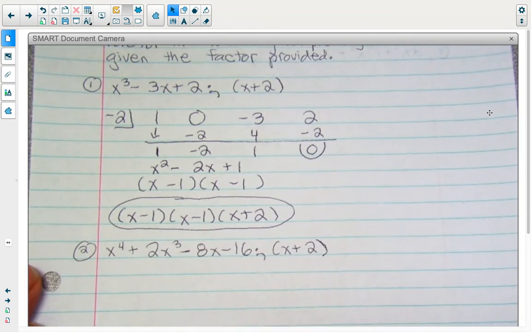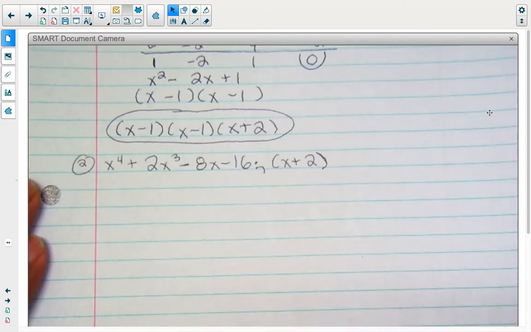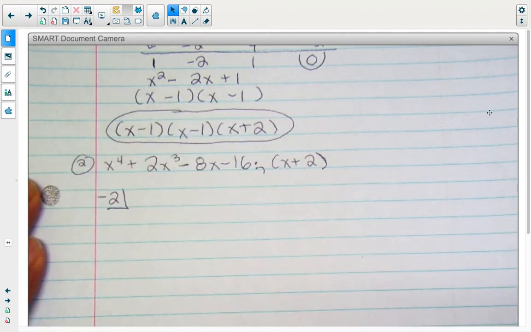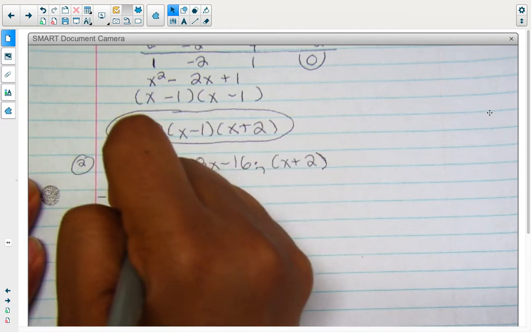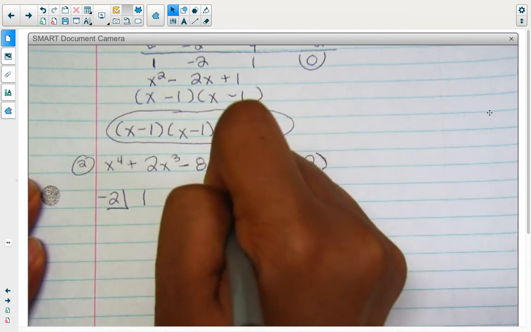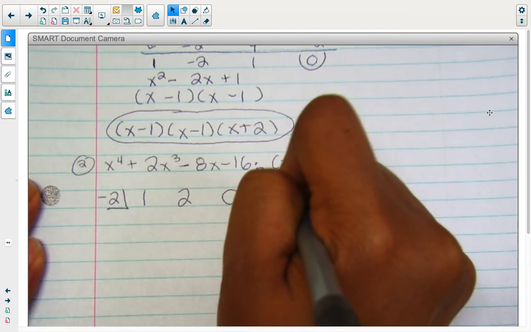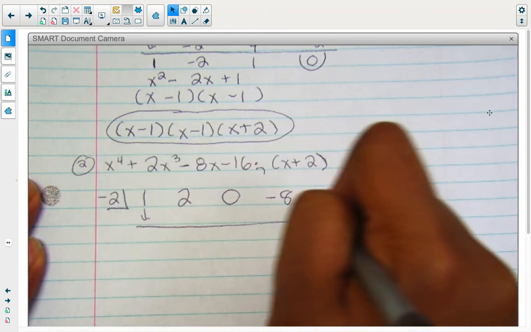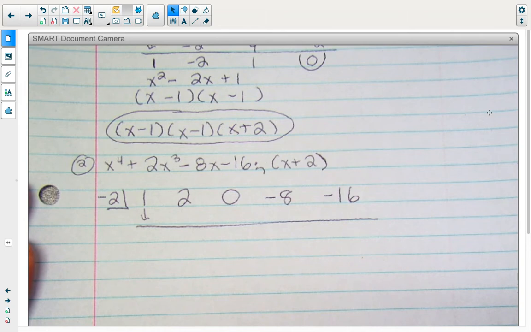Okay, next, number 2. We're going to do synthetic division. This is x plus 2. Negative 2 goes in the box. I do not think I'm missing anything. Oh, I am missing something, so I'm going to need a placeholder: to the 4th power, to the 3rd power, to the 2nd power, to the 1st power, to the last power. So be careful, I was missing something for this one.